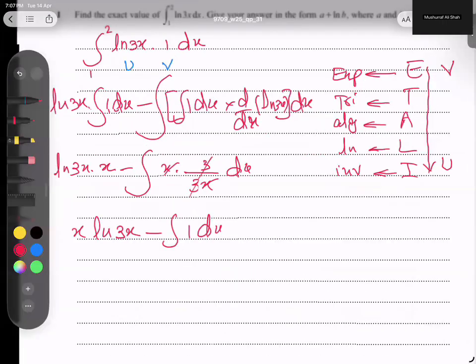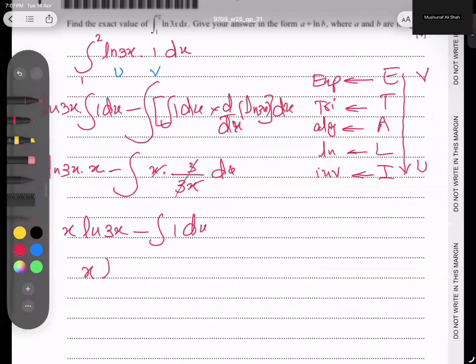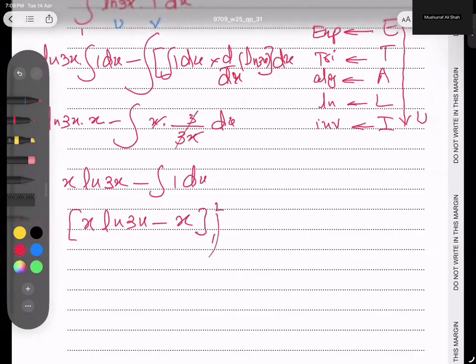Now the last step, then I am going to plug in the limits. The integration of 1 is x. The limit is 1 to 2. And we have to give it in the special form he is asking for. So first plug in 2 everywhere. So 2 ln 6 minus 2. Upper limit done. Now replace 1 everywhere. So I am writing here 1 ln 3 and minus 1.